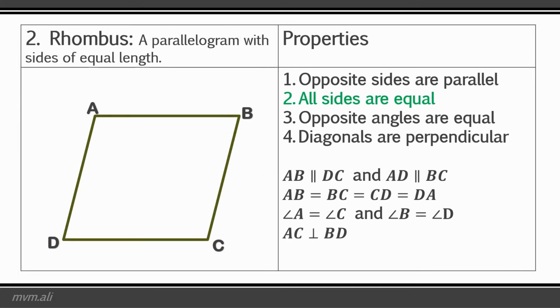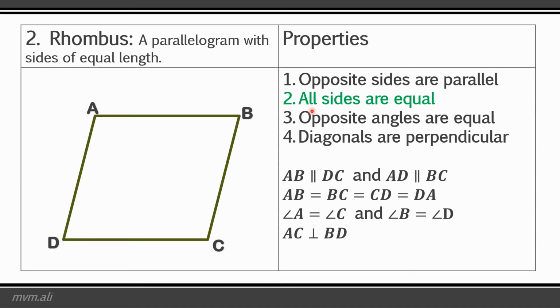The second type of quadrilateral is the rhombus. A parallelogram with sides of equal length. That means all the properties applicable to a parallelogram are also applicable to a rhombus. In addition to that, all sides are equal. So what is the first property we have learned? That is, all opposite sides are parallel. That means AB parallel to DC and AD parallel to BC. That is a property of a parallelogram.